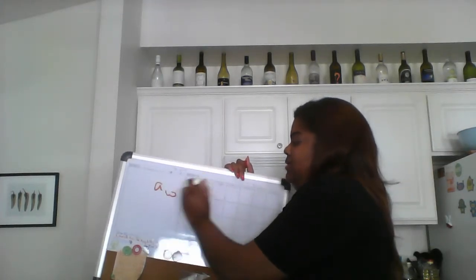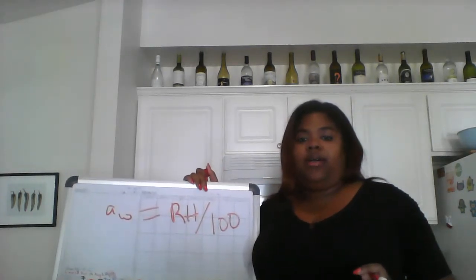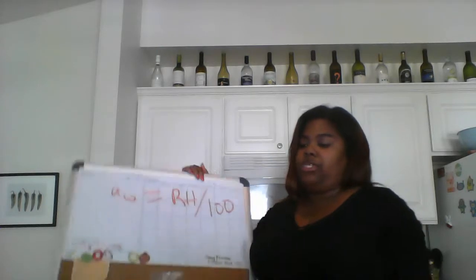So the water activity equation is, I'm going to draw it for you. It's A sub W equals RH divided by 100. Okay, so water activity equals relative humidity divided by 100. You're asking me, how do we find the relative humidity? Well, relative humidity is found by measuring the amount of water vapor that's available in the headspace above the food product. Most of the time this is done with an instrument. There are several different instruments you can use.